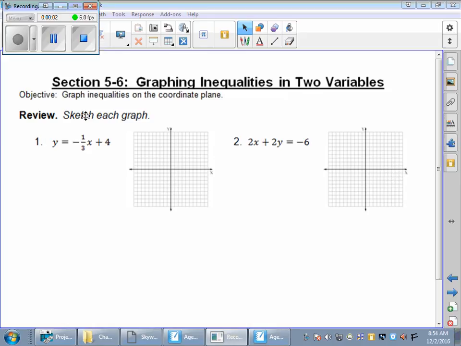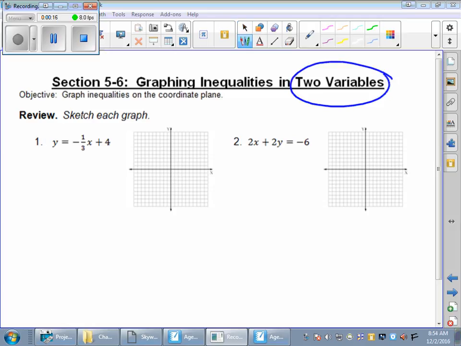Hi, everybody. Let's talk about section 5-6. This section is the last one in this chapter, and we're going to be graphing inequalities in two variables. Guess what those two variables are? If we've got an x and a y, we've got an x and a y axis. So we are back to graphing lines on a coordinate plane.